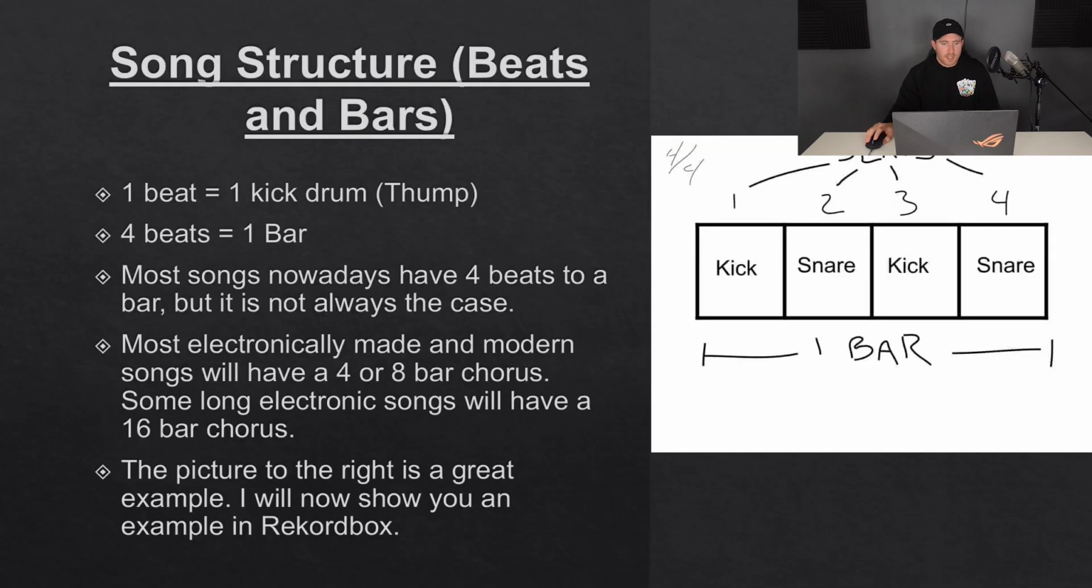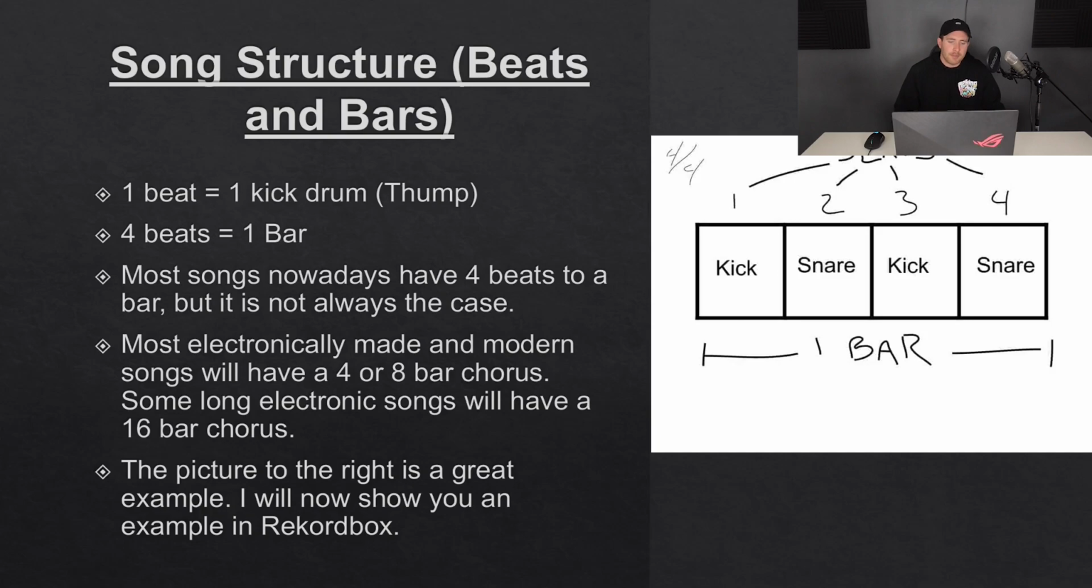So most electronically made songs and modern songs will have a 4 or 8 bar chorus. Some long electronic songs such as Tech House can have a 16 bar chorus or more. So it just depends on the artist and the genre really, for how many bars it has. You'll get a sense of it over the course of practicing over time.